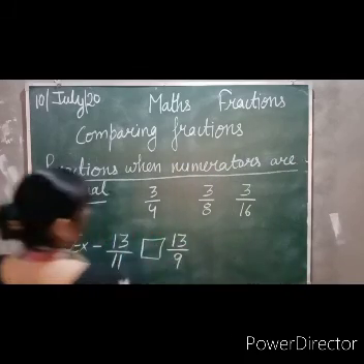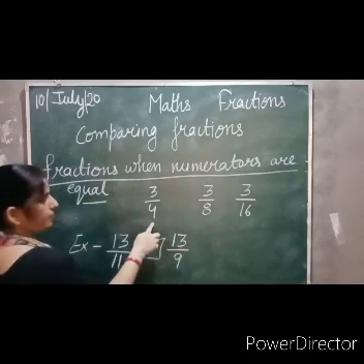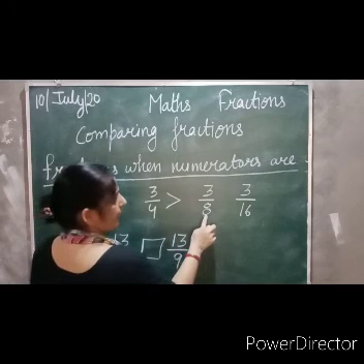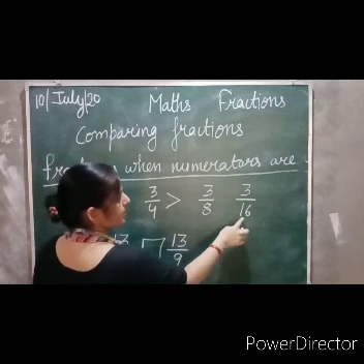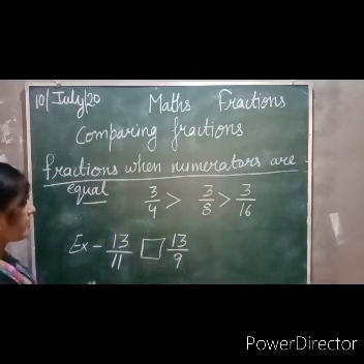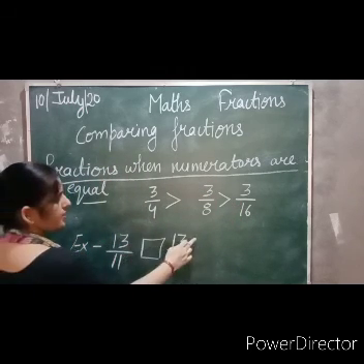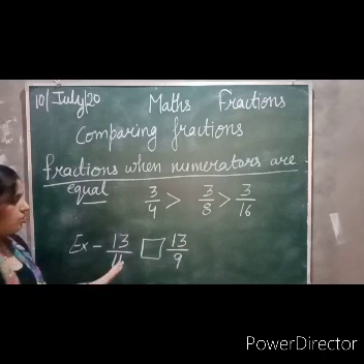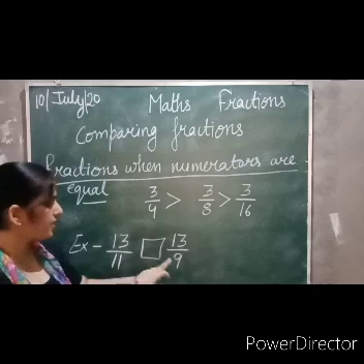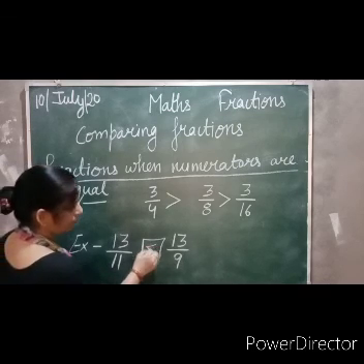As we can see, 4 is the smallest of them all. It means this is the greatest fraction. Again, 8 is smaller than 16. It means this is the greatest fraction. One more example you can see here. Numerators are equal, 13 and 13. So now we have to see the denominator. 9 is smaller. It means this is the greatest fraction.